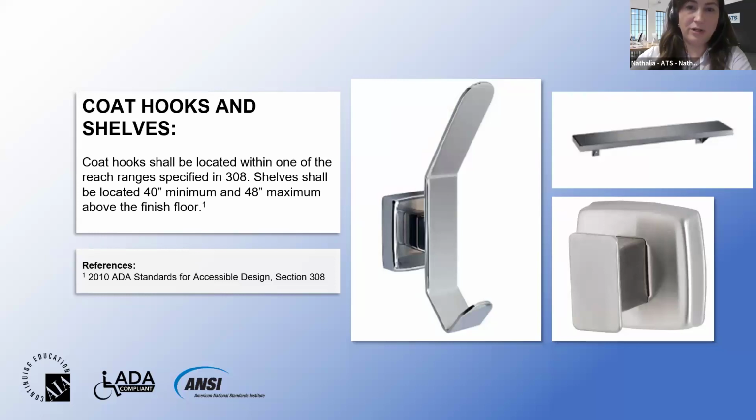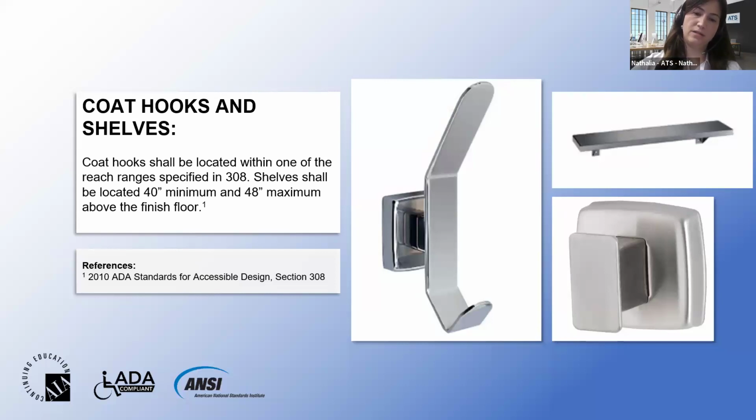Yeah, and the last part of the accessories is regarding the coat hooks and shelves. They all should be located in the reach range that I already showed you, which is detailed in section 308 of the ADA code. But shelves should be located 40 inches minimum and 48 inches maximum above the finished floor.